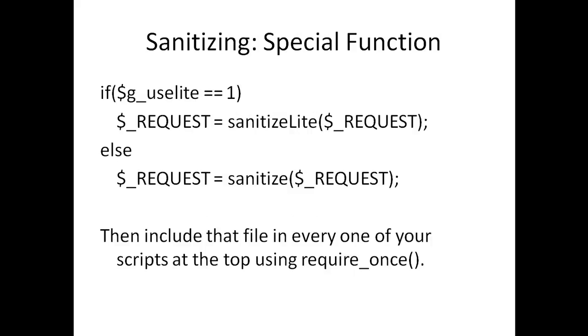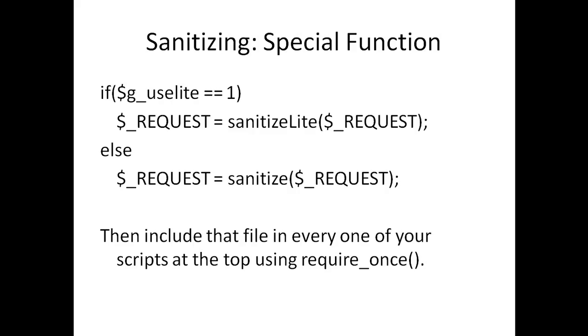And then the next slide is basically saying how I call sanitize and sanitize light. Say if $g_useLight equals 1, then take the entire request array and pass it to sanitize light. Otherwise, take it and pass it to sanitize. And I put g underscore as my way of signifying that it's some sort of global. It's not a true global, but it's something that I'm going to use in an include file.